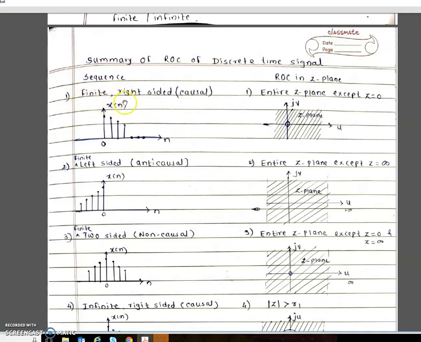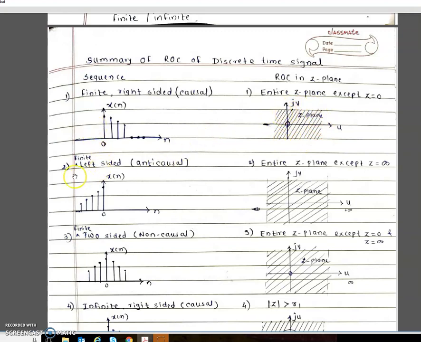First is the finite right-sided causal signal. A finite right-sided causal signal means it has some finite values and it is on the right side of n. So the value changes from 0 to a certain value, not infinity, but a finite value. At that time, the ROC is the entire z plane except z equal to 0. At this point the system is unstable, but other than that X of z has a finite value.